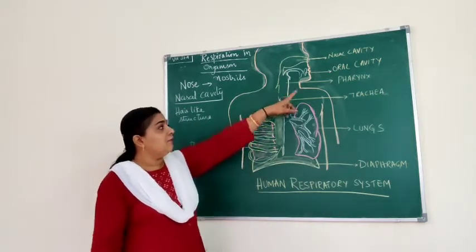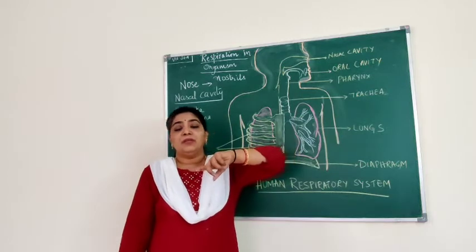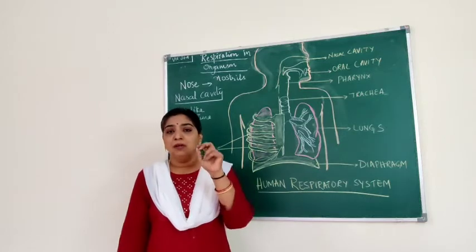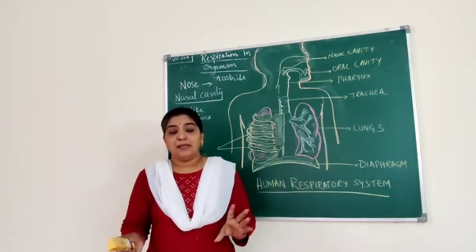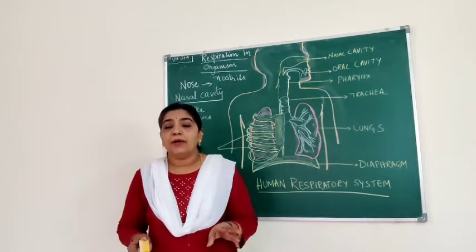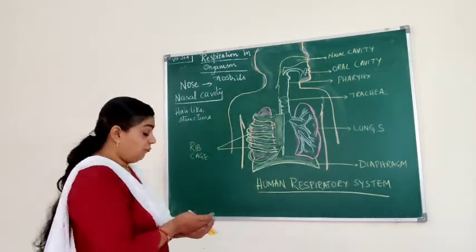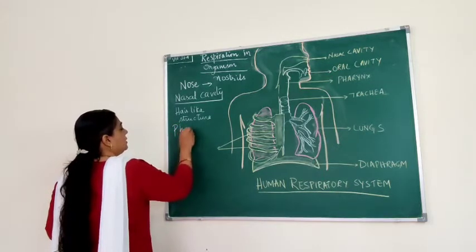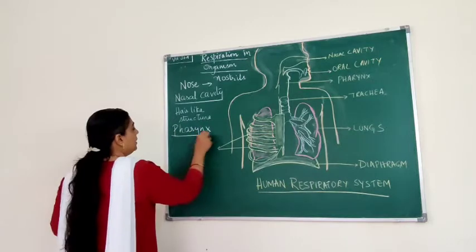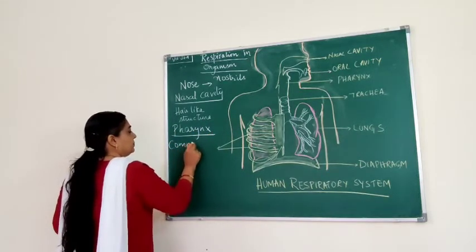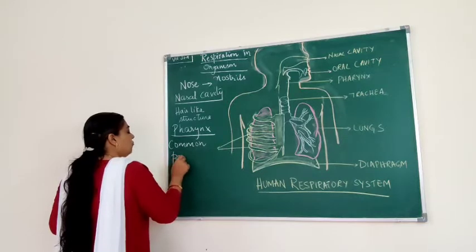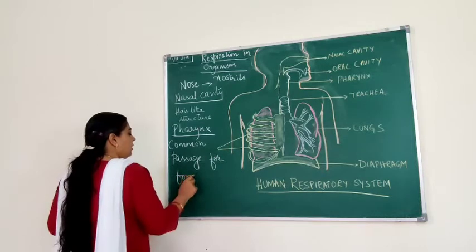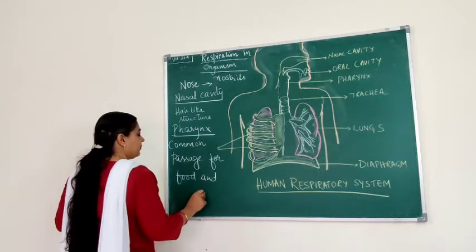Then it enters the first part of the respiratory system as well as the digestive system. You know very well, the pharynx. Pharynx is a common passage for both air and food. So what is pharynx? Remember, it's a common passage for both food and air.